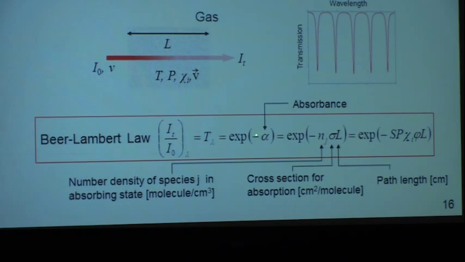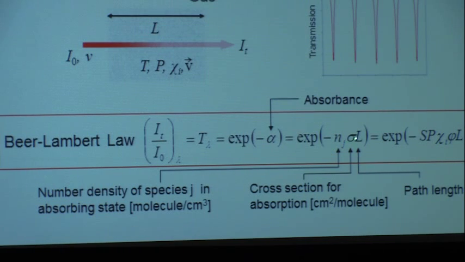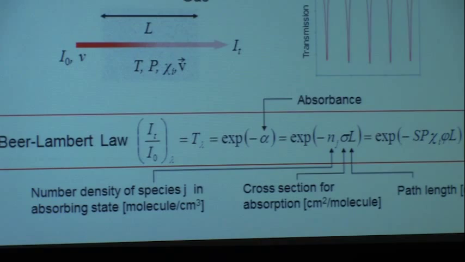The absorbance is typically expressed in two forms. It's either expressed as the number density of the absorber, the cross-section for the process, and the path length L, or it may be written in terms of some other parameters, S, P, chi, phi, L. I'll talk about that in a minute. The point is that if you double the length, you double the absorbance. The cross-section might be zero if there's no absorption, or it might have a maximum value. And if you double the number density of the absorber, you double the absorbance. So it's a linear law.